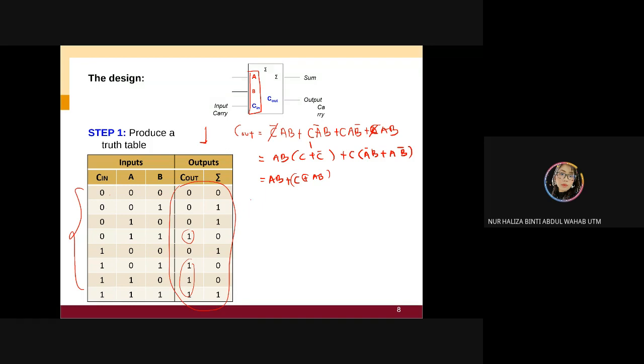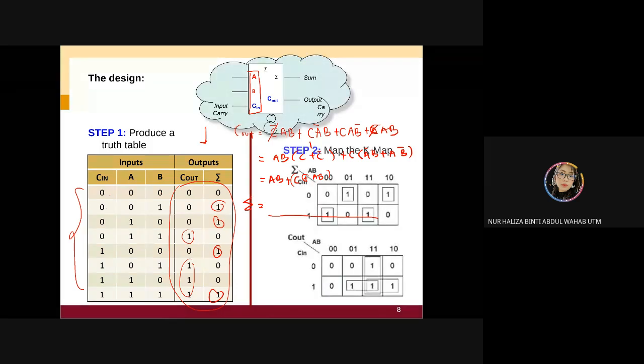And my sum here, you can try to get the SOP for your sum. Let me check my C out. I have 3 only. Wrong simplification.